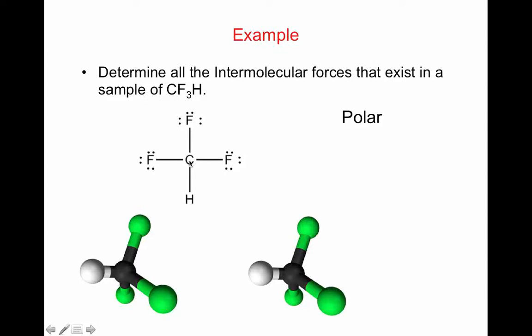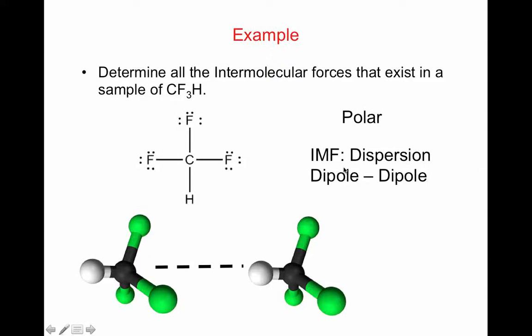So it's definitely polar. And so this molecule will have dispersion forces. There will be dipole-dipole interactions between the molecules. And then I should check to see if I can upgrade it to hydrogen bonding. In this case, I can't, because even though it has both fluorine and hydrogen, the hydrogen is not connected to the fluorine. So my intermolecular forces are just dispersion and dipole-dipole.